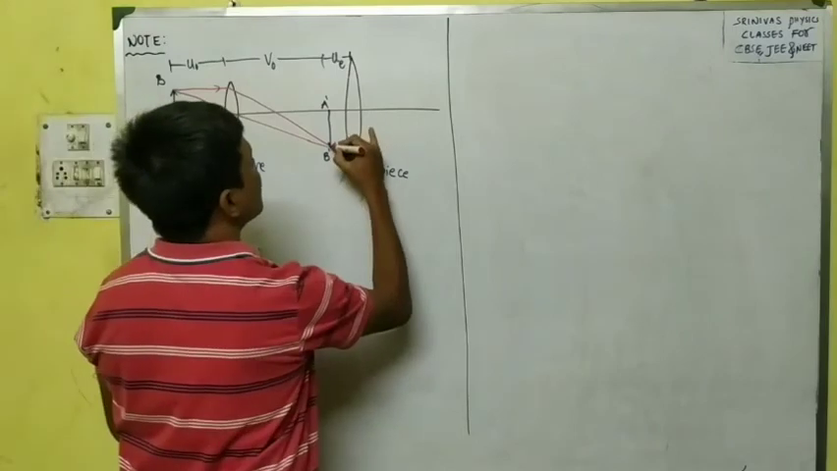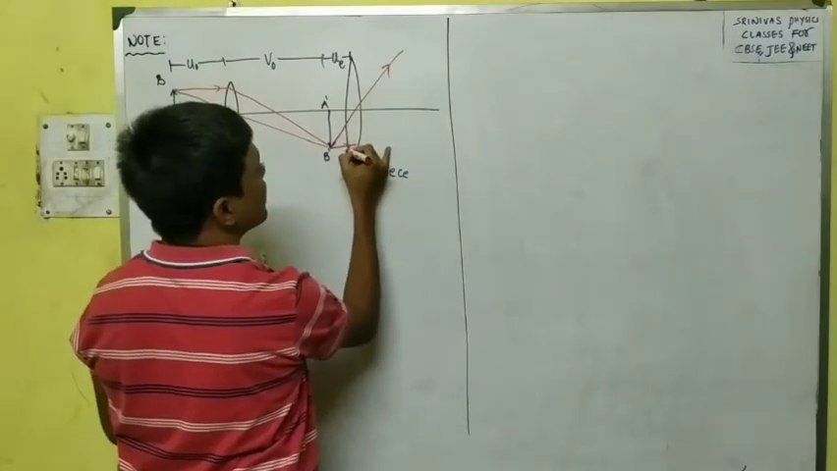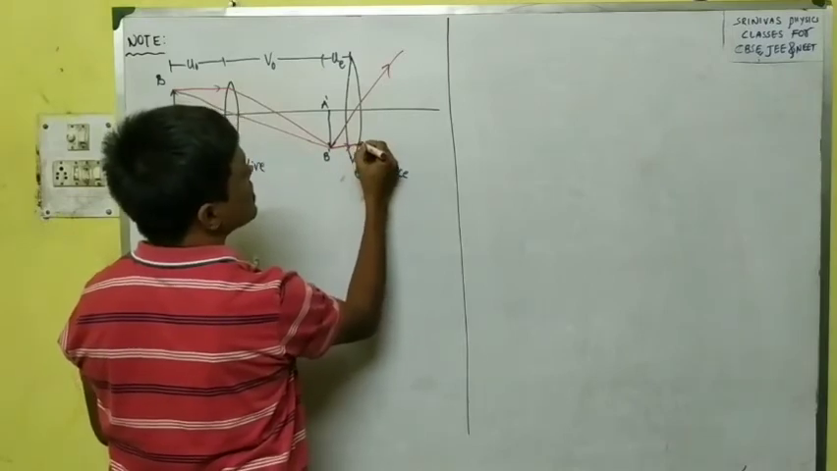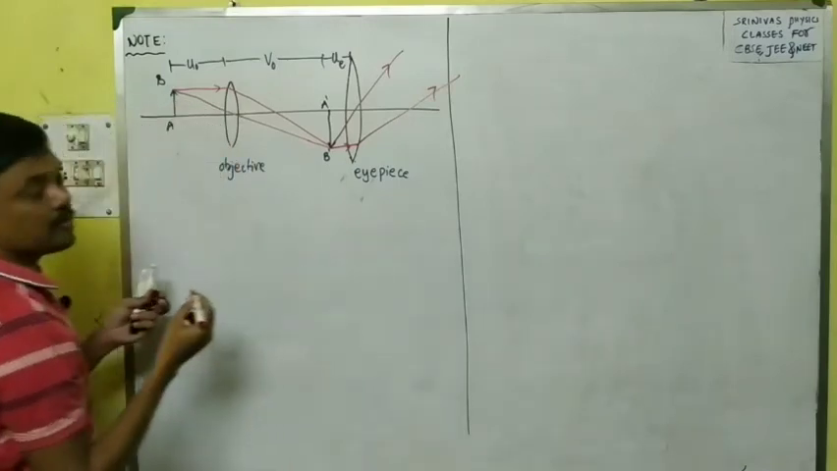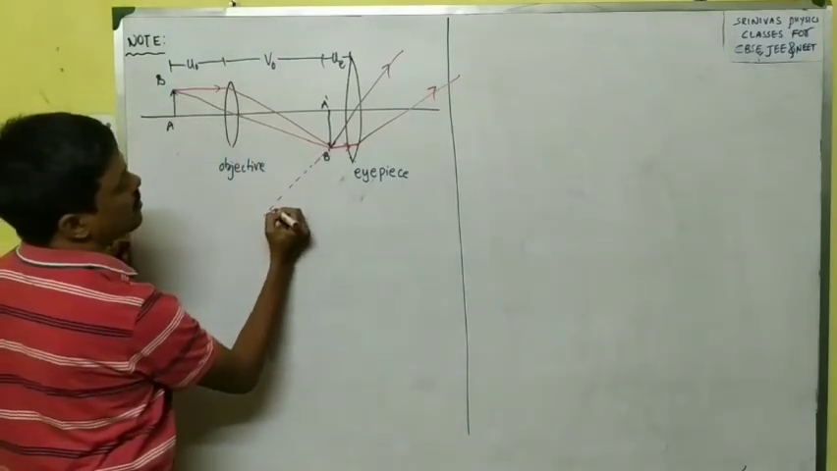Then one light ray we take like this, that passes through the optical center and goes straight without bending. Another light ray I am taking parallel to the principal axis, then it will go like this. And finally the image is forming on the same side, as we discussed in the first diagram, this one.